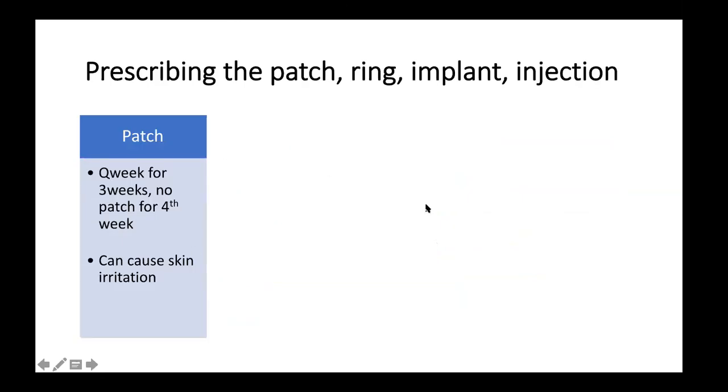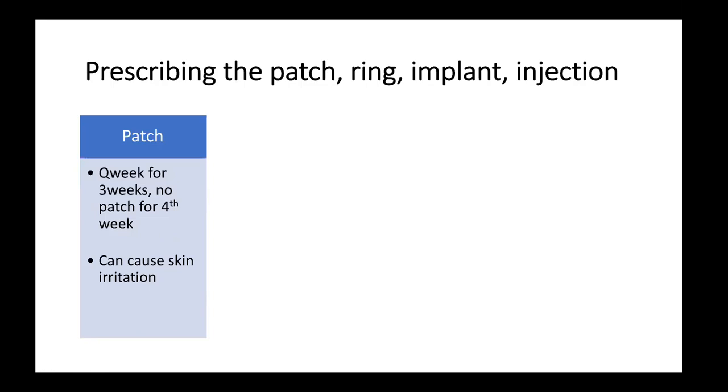So a brief overview of how to prescribe the patch, ring, implant, and injection. So the patch, there is only one formulation that I know of. The patient will change it every week on the same day of every week for 3 weeks, and then there's no patch for the 4th week. This can cause skin irritation. That's one of the main side effects. Other pitfalls are that sometimes the patch falls off, or if it gets too wet, then sometimes it'll fall off as well. So sometimes they're not necessarily getting the hormonal medication that they think they're getting.